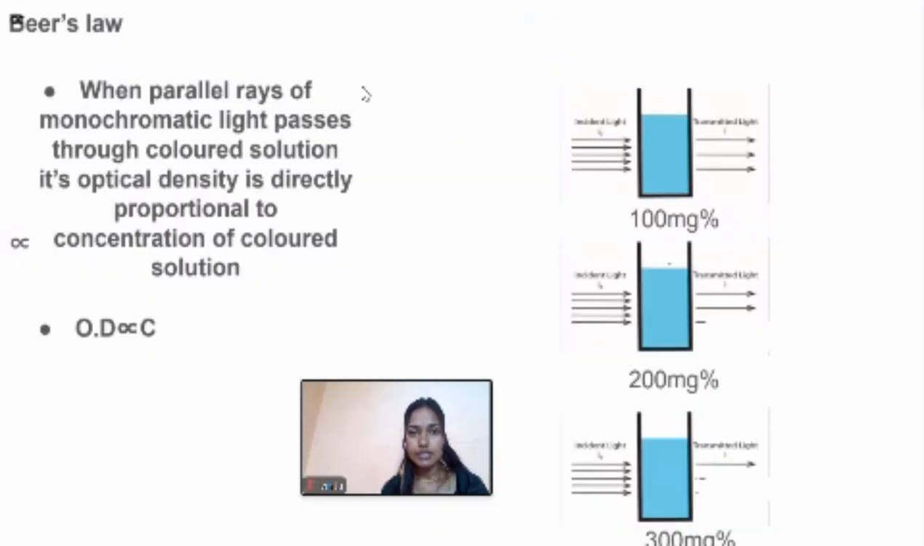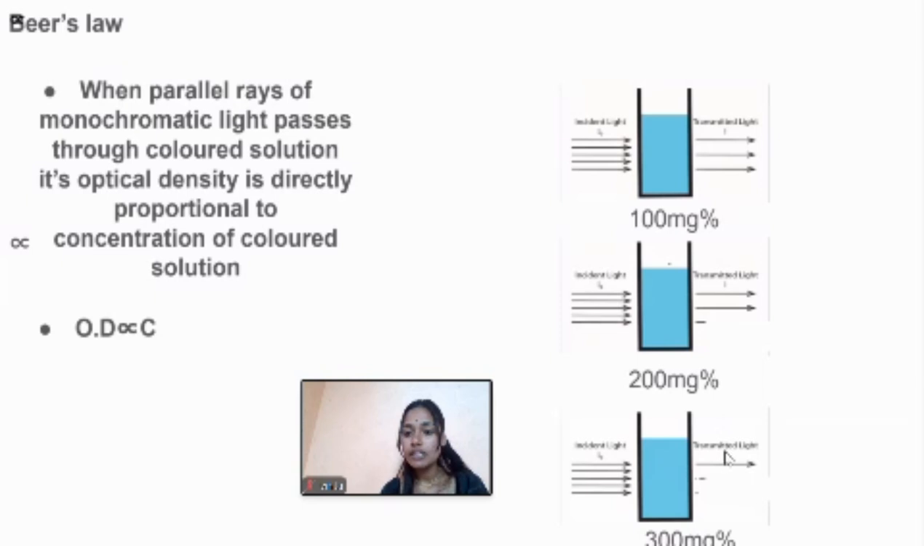Let's understand what Beer's law is. Again, I am taking three test tubes: the first consisting of 100 mg percent of copper sulfate solution, the second of 200 mg percent, and the third of 300 mg percent. I am taking incident light, which is parallel and monochromatic. When the light passes through the solution, a few of the rays get absorbed by the copper sulfate solution in all three test tubes, and the others get transmitted.